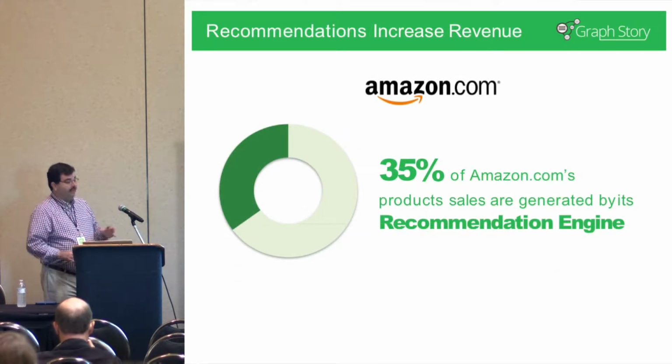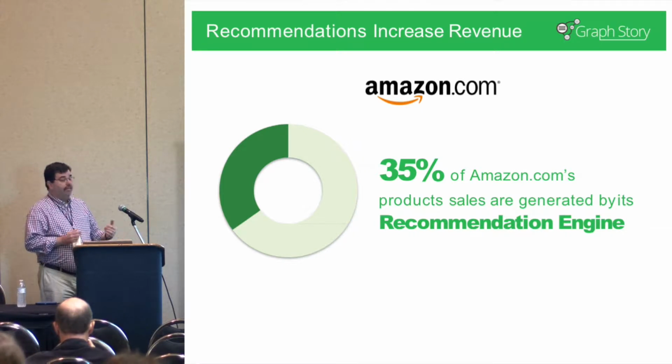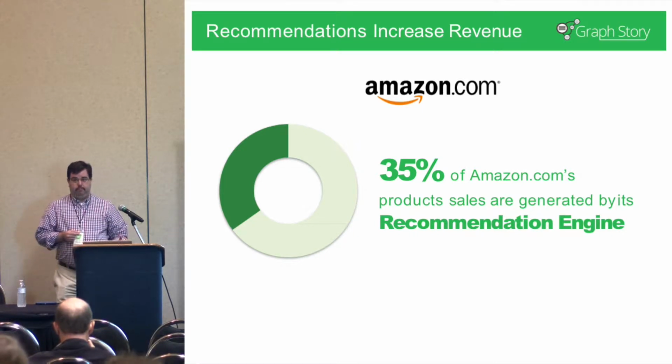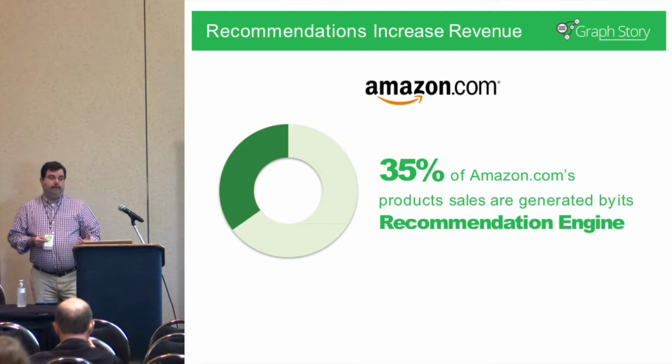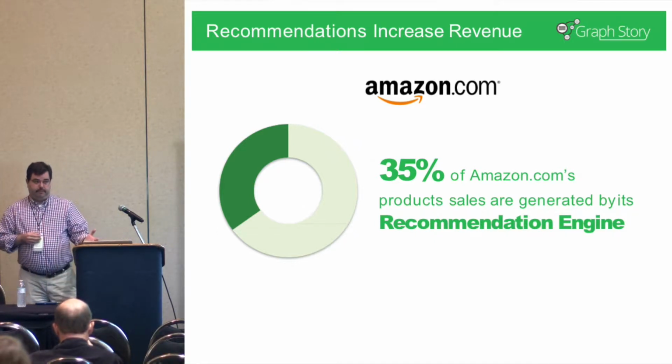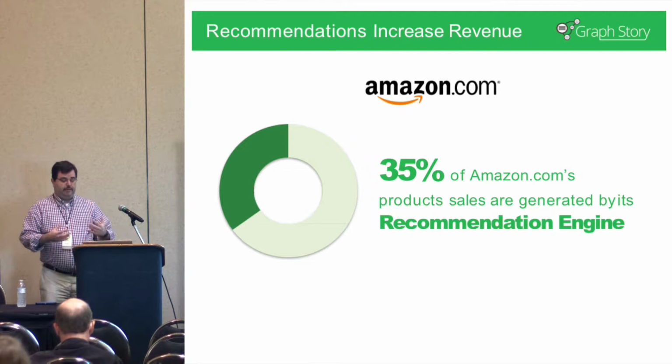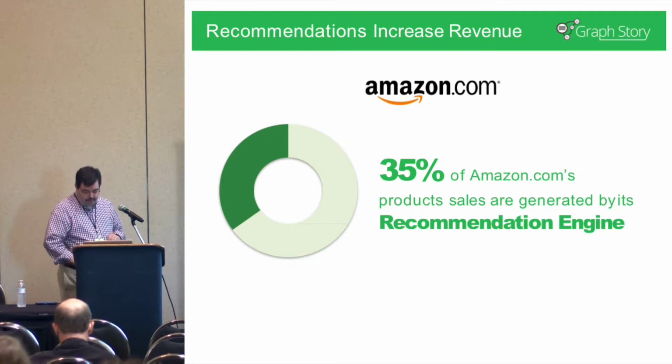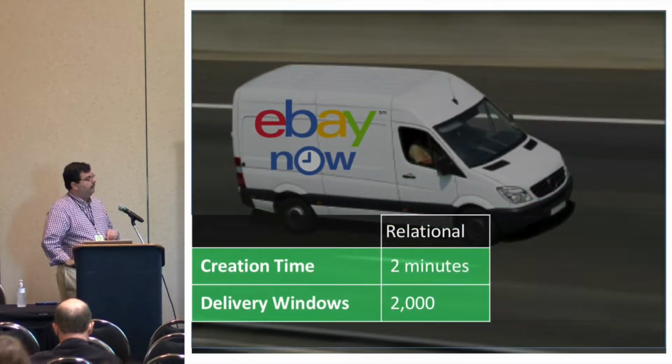And Amazon uses it. They have their own proprietary graph. 1/3 of their revenue is generated from using graph databases. When you go onto Amazon and they say, hey, you should buy this product because it goes really well with the one you're about to buy. Or people who bought this product also bought this other product. It starts to be able to tie all those things together. And eBay's used it for their on-demand delivery service.